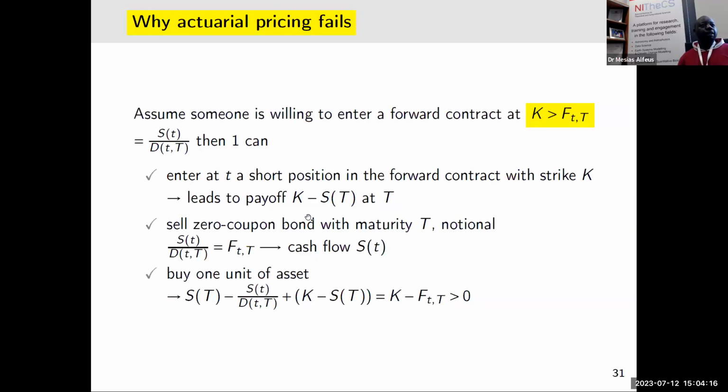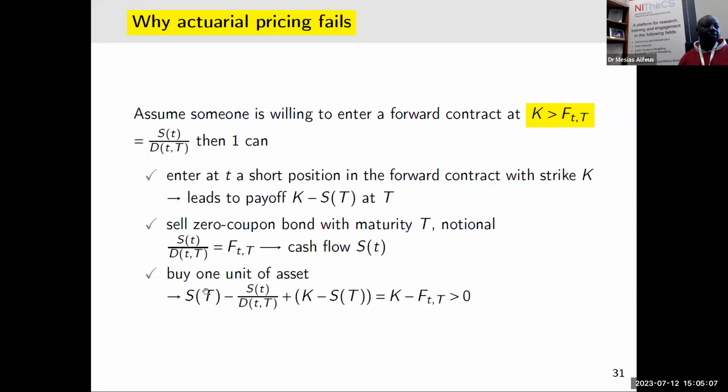Let's see. Suppose someone is willing to enter a forward contract at some price K, which is bigger than the forward price. Then one can enter a short position in a forward contract with strike price K, which leads to a payoff of K minus S_T at time T. Then you sell a zero coupon bond with maturity T and a notional amount equal to the forward price, and the cash price will be S_0. And then you buy 1 unit of the asset.